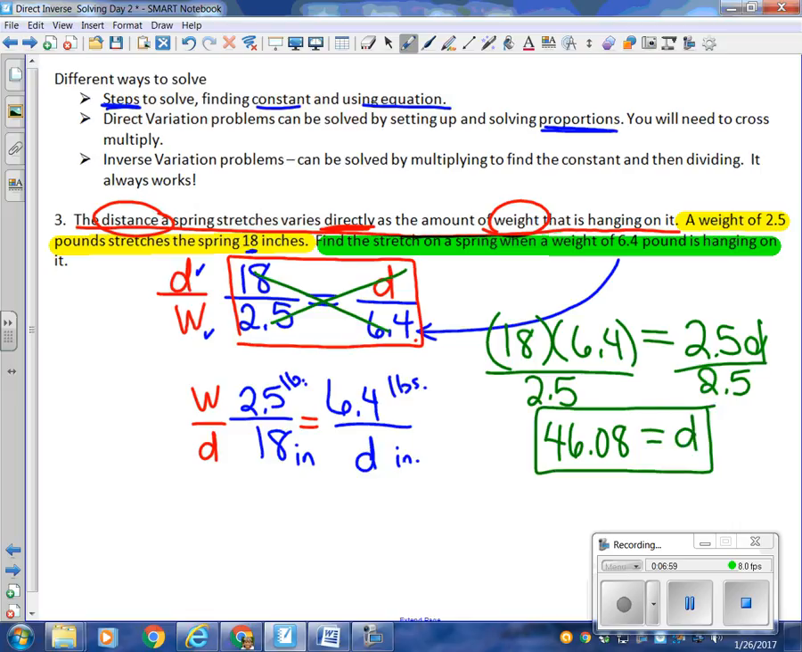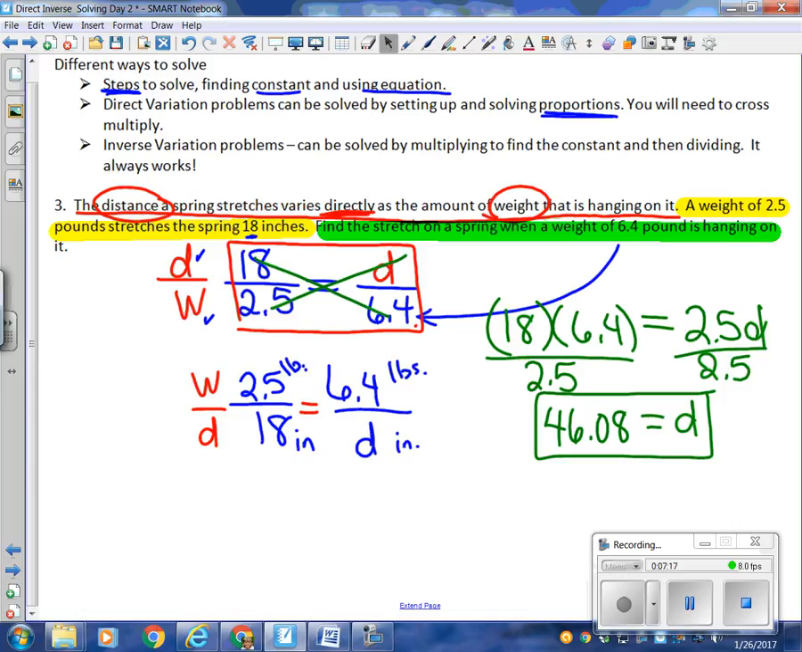Okay, so if I notice that this is direct and it does match, my weight increased, not quite 3 times as much, but it increased. So my distance of stretch is also going to increase, not quite 3 times as much. All right, so solving by setting up a proportion is an alternate way to do direct variation. Again, this only works with direct variation. It does not work if it says inverse.